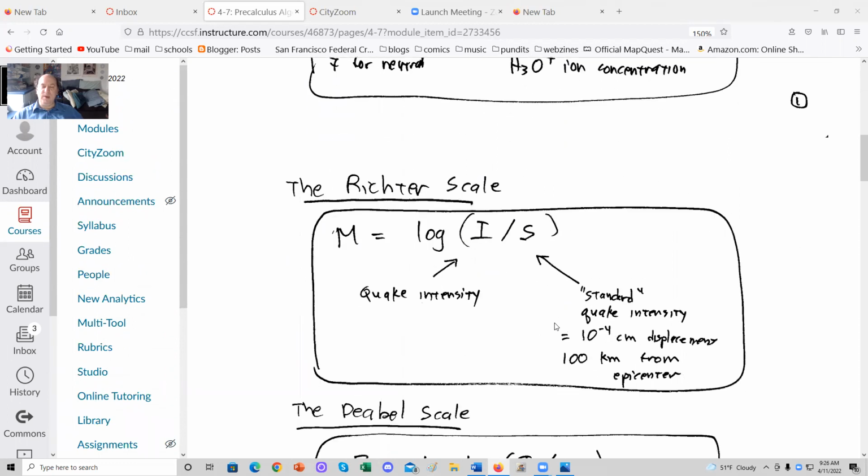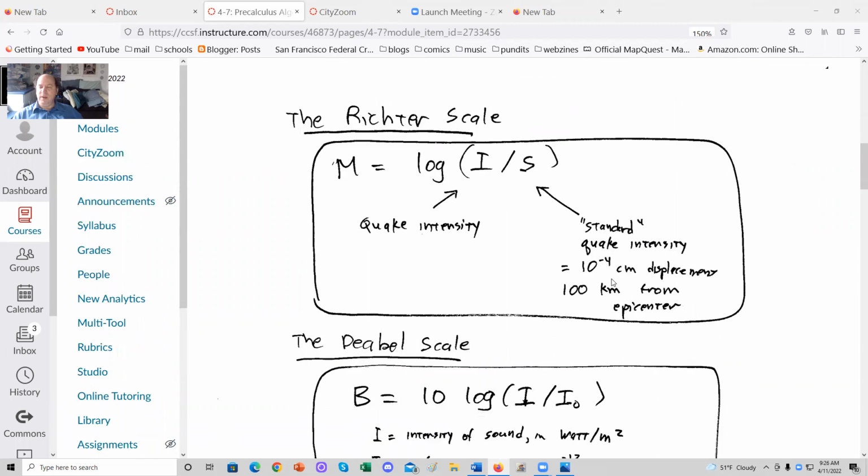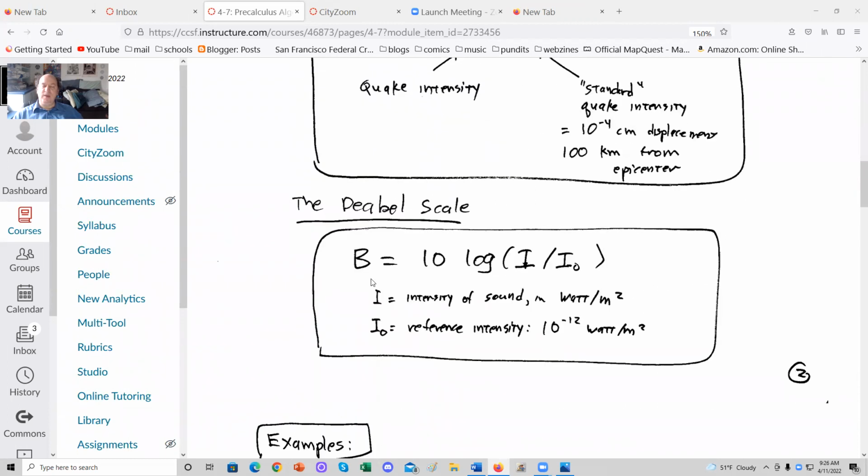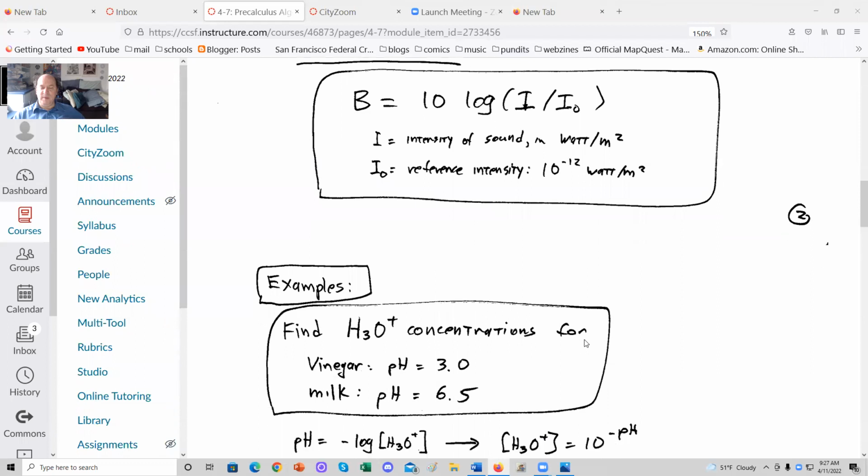Richter scale, similar deal. The Richter measure M is a common log of the quake intensity over S, which is a very small quake. Decibel scale: B is 10 common log of I over I naught. I is the intensity of sound in watts per square meter. I naught is a reference intensity of 1/1,000,000th of a watt per square meter.